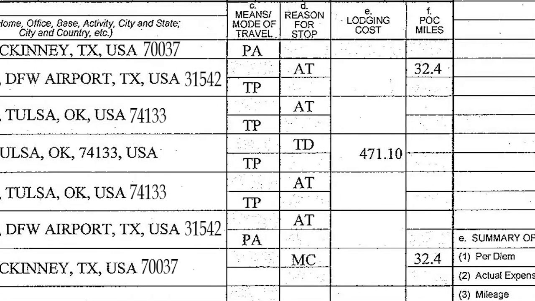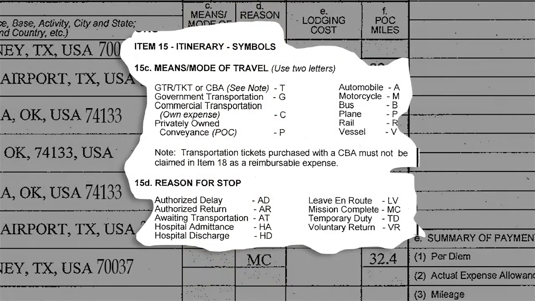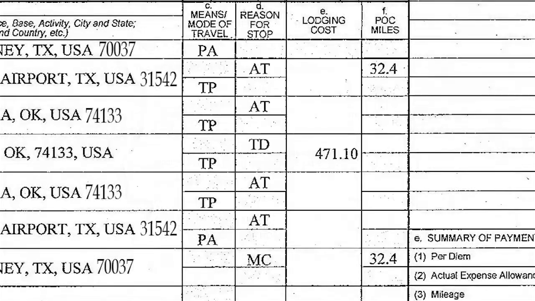Block 15C and D. Modes of travel must match each stop. Reference the second page of the 1351-2 for assistance. Also, in this block, the TD code must match the dates and location of the service member's orders.